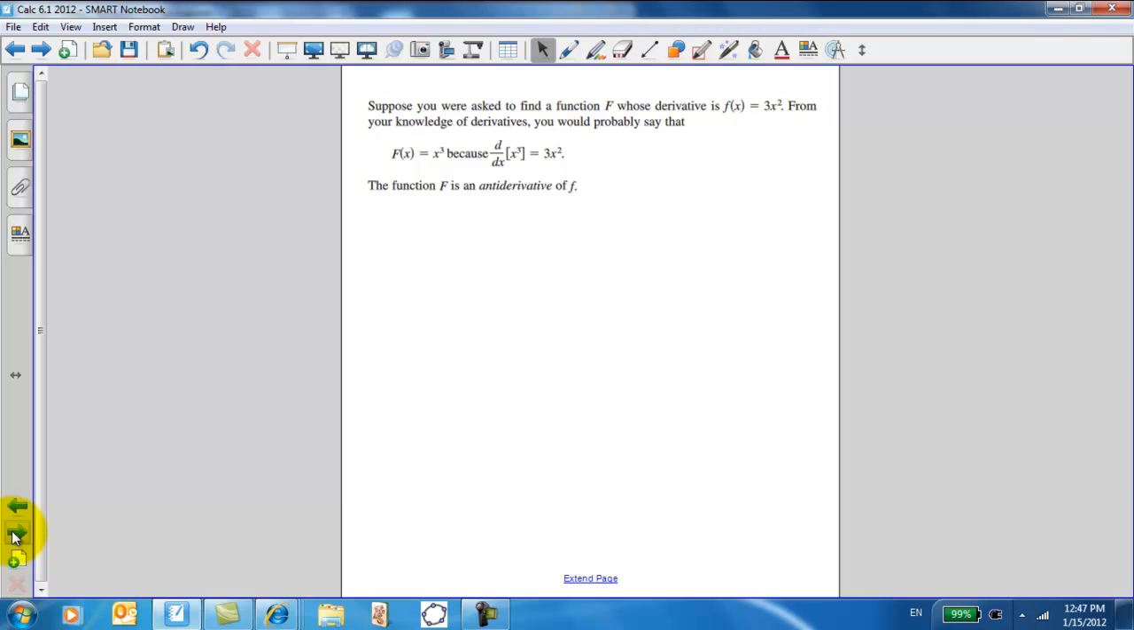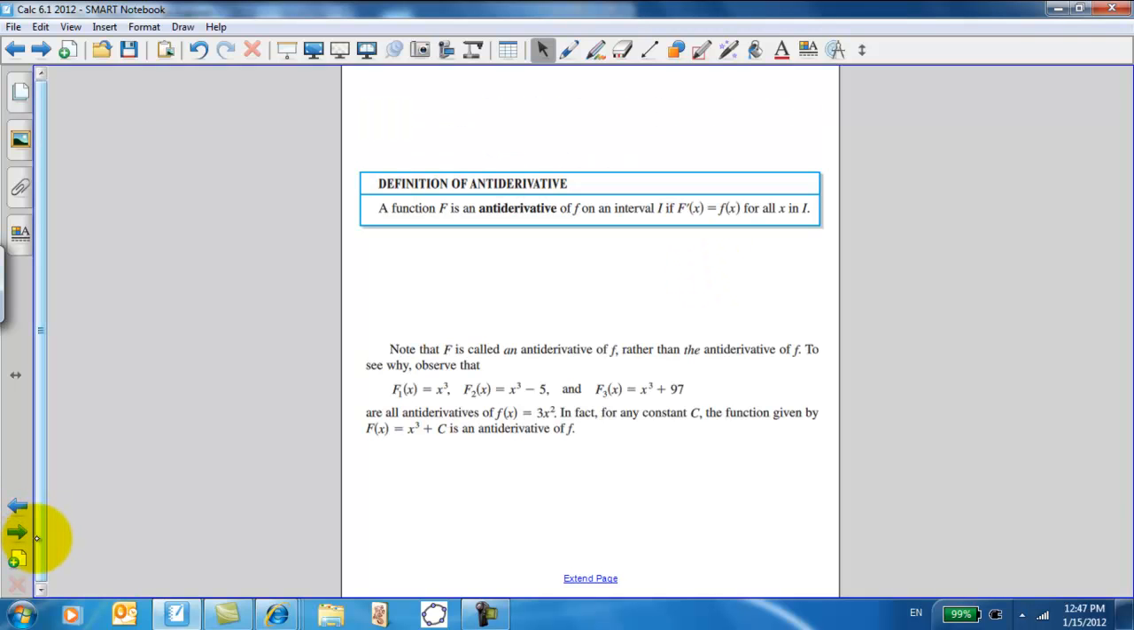Now, let's suppose you're asked to find a function f whose derivative is 3x squared. From your knowledge of derivatives, you would probably say it's x cubed, because the derivative of x cubed is 3x squared. This is called an antiderivative. Definition of an antiderivative: big F is an antiderivative of little f on an interval if the derivative of big F equals f of x.